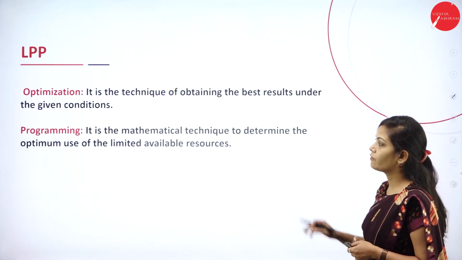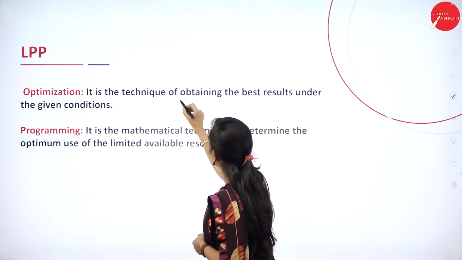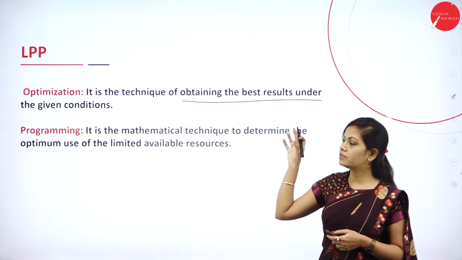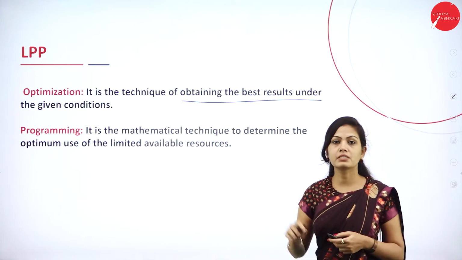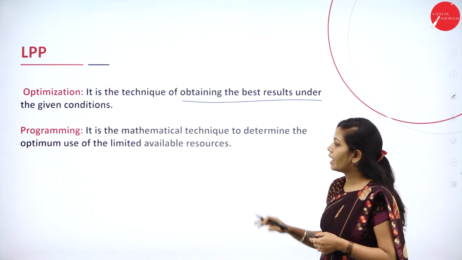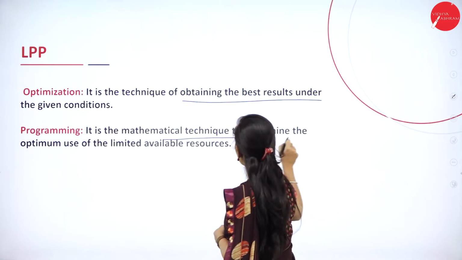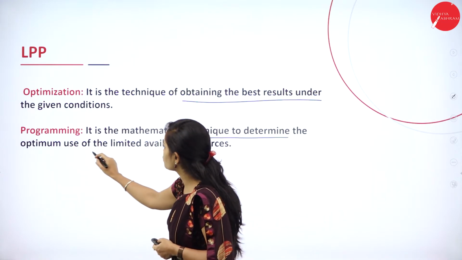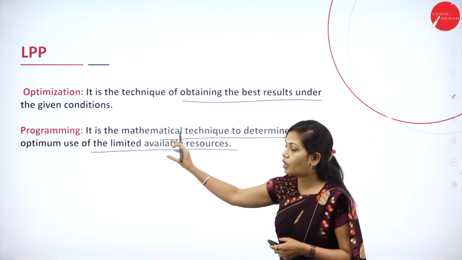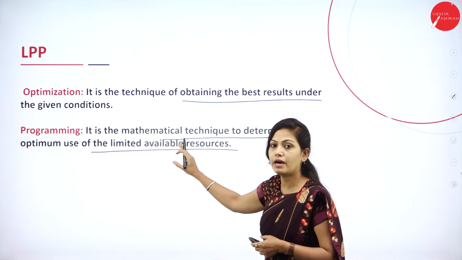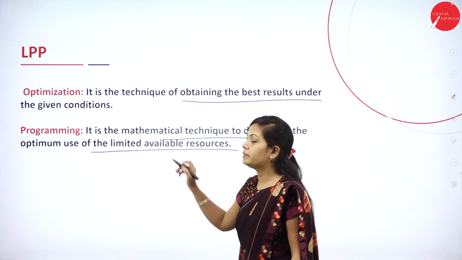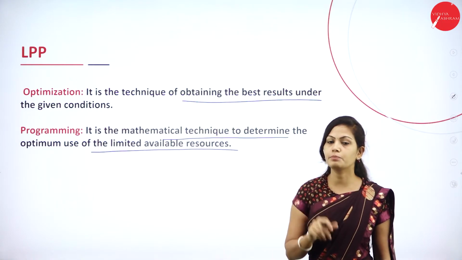And the next concept we have is optimization. It is a technique of obtaining the best results under the given conditions. So here we have to obtain the best results for a given problem. That means it is optimization. Everything depends on optimization. And programming is a mathematical technique to determine the optimum use of the limited available resources. So for representing the optimal solution, we have to choose limited available resources for the programming.